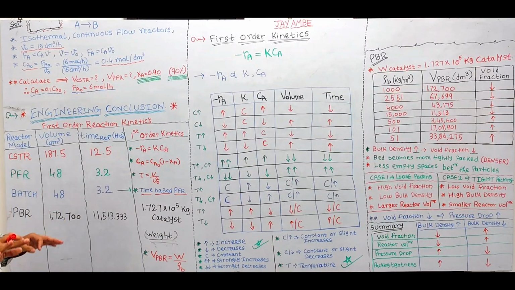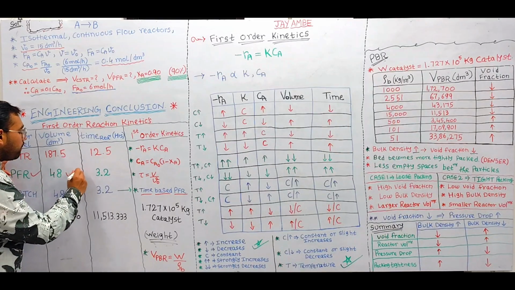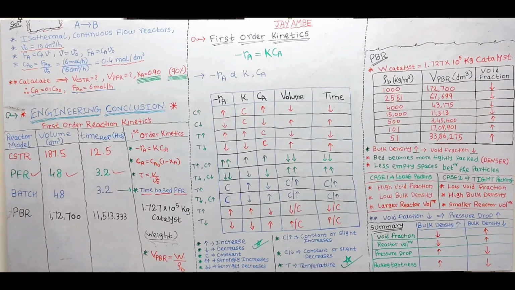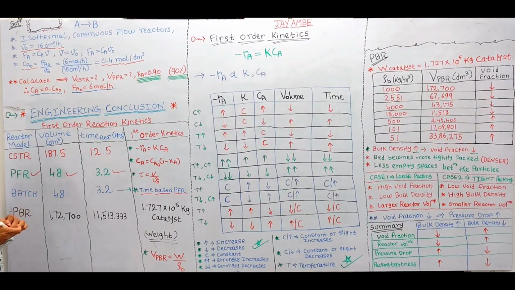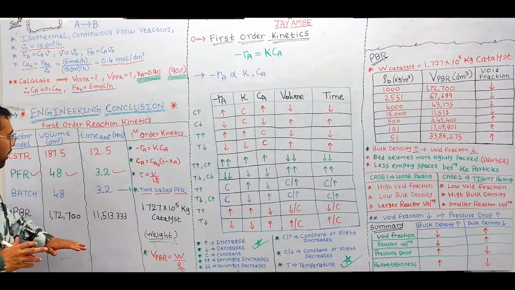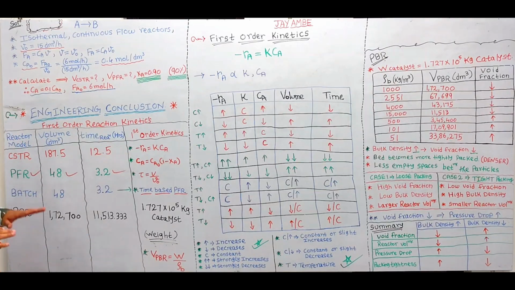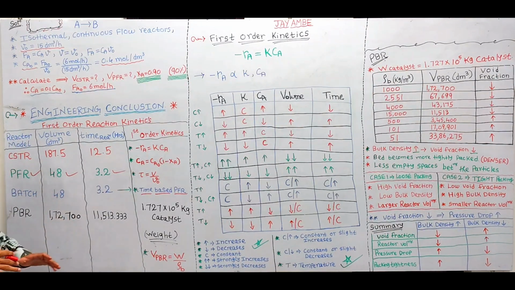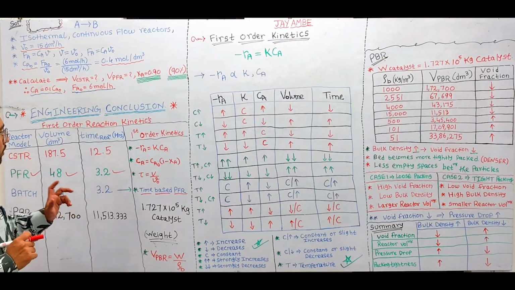So in order to conclude the engineering conclusion, we will select the plug flow reactor, in which we require 48 cubic decimeter of reactor volume and 3.2 hours of reaction time. I hope you understood. Here, finally, I will make you understand the engineering conclusion for the first order reaction kinetics. I request you to please make all the notes.